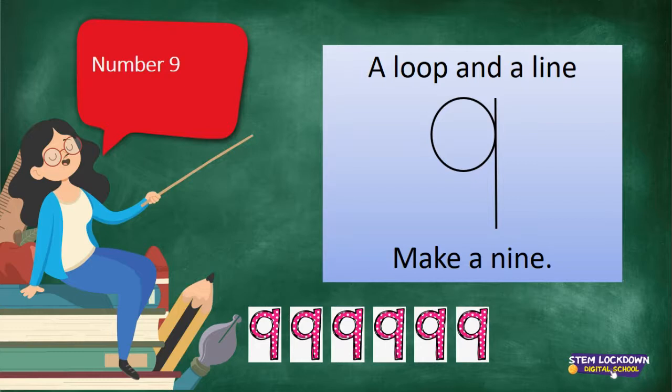If you don't have a piece of paper or a pencil, I want you to use your finger pencil and write the number name 9 up in the air 9 times. A loop and a line make a 9. Good. All right, I'll give you a few more seconds to do that. All right, good, well done.